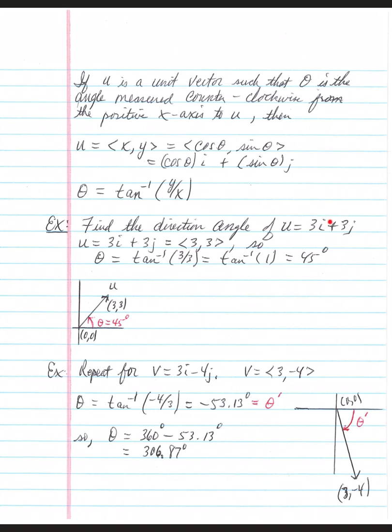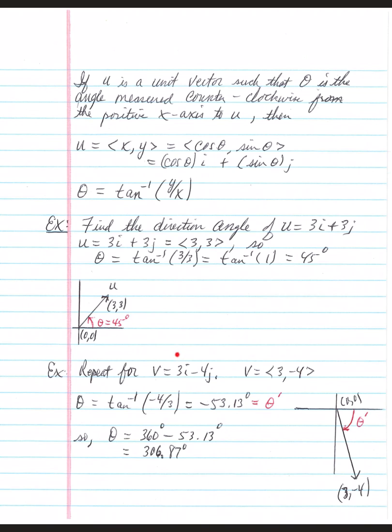Here's the visual of that problem we just finished. If we take the vector 3i plus 3j, or in other words 3, 3, if we put the initial point at the origin, the terminal point at 3, 3, the angle formed between the positive x-axis and that vector is 45 degrees. Let's do one more example.